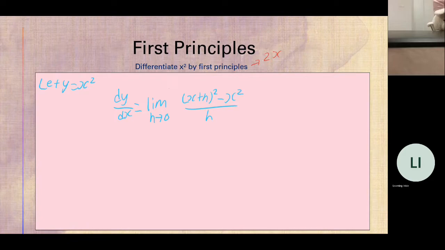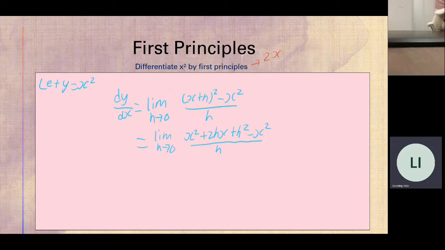Well, there's really nothing much you can do except for expanding the numerator. And then you notice that you have x squared minus x squared, so you cancel those out. And you notice that you'll be left with 2hx plus h squared. You can factorize out h and divide it from the denominator, leaving you with 2x plus h. And now we can finally apply this limit, letting h equal to 0. And you notice that you get back the derivative of x squared, which is 2x. And that matches our knowledge of the power rule with x squared.